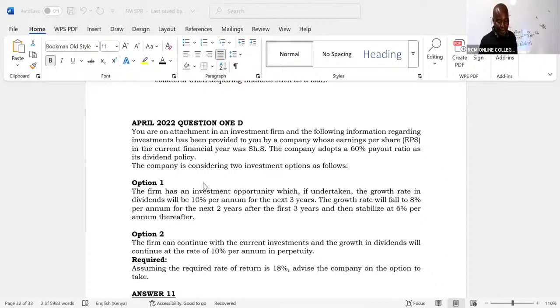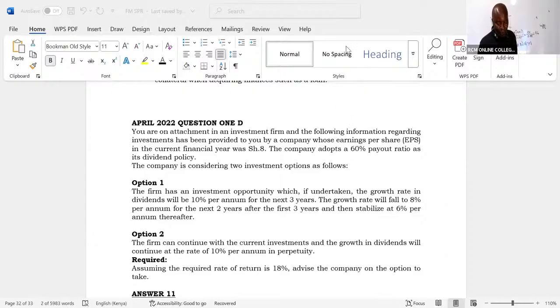There's a problem here. The farm has an investment opportunity which, if undertaken, the growth rate in dividends will be 10% per annum for the next 3 years. The growth rate will fall to 8% per annum for the next 2 years. I think this "after first 3 years" is misplaced here. Yeah, for the next 2 years, after the first 3 years, it's correct. And then stabilize at 6%. There is no problem. So, ladies and gentlemen, this one, I will be able to get it very well.